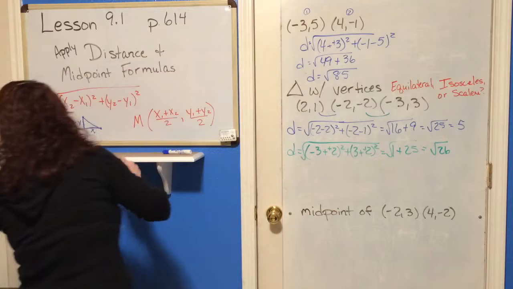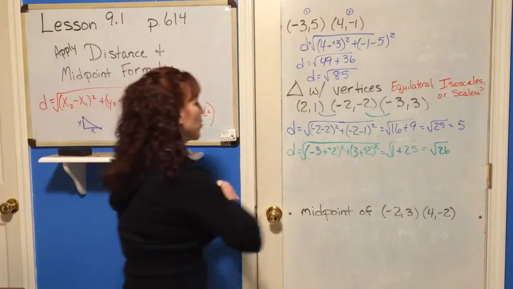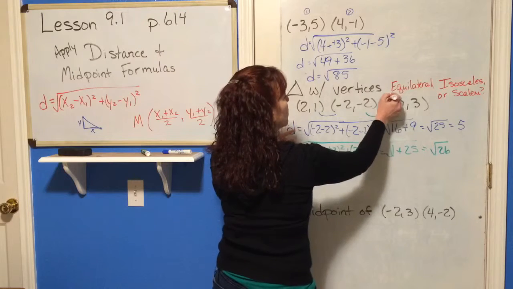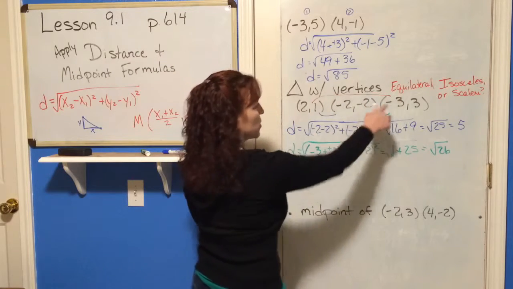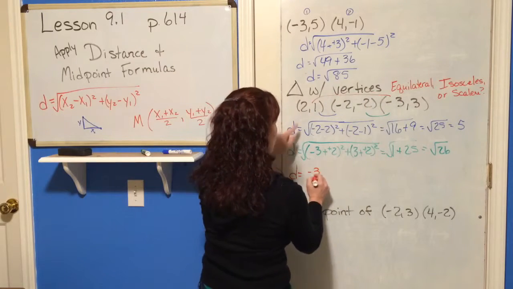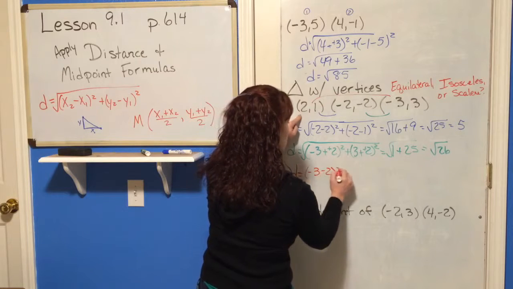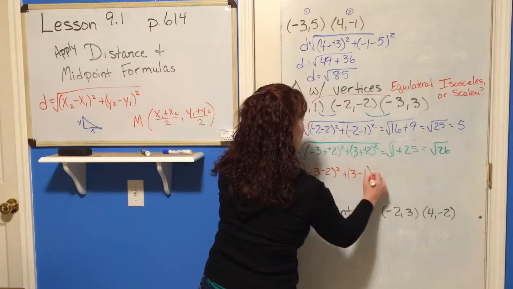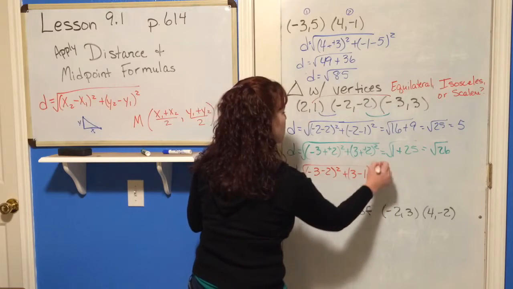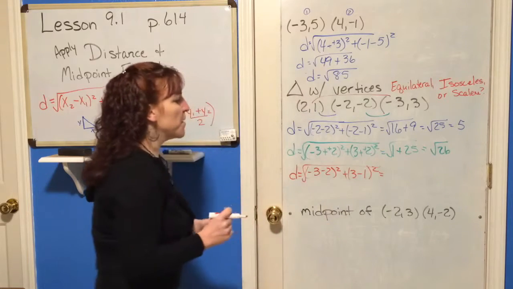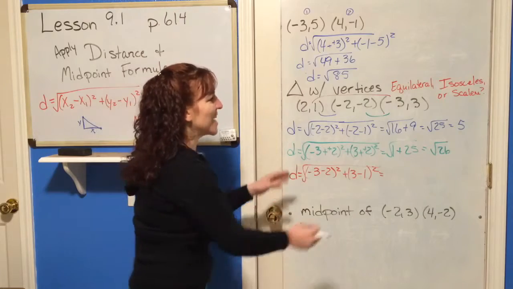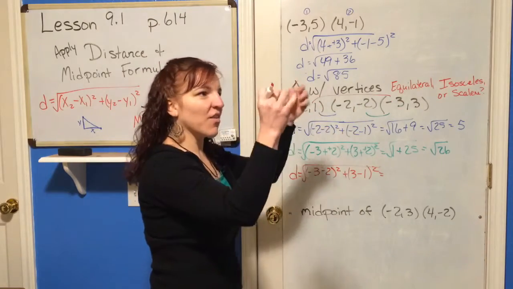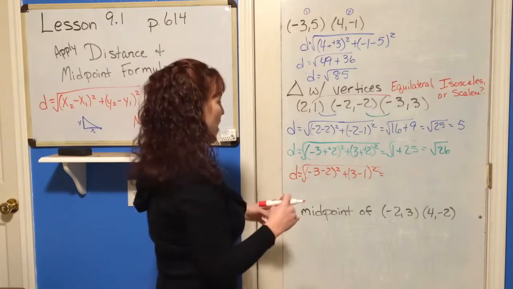And now the third side is from here to there. So I'm going to take negative 3 minus 2 quantities squared, and then 3 minus 1 quantities squared. Do you see where I'm getting the numbers? All we're doing is taking 2 points at a time and putting them into the distance formula to find out the lengths of 3 sides of a triangle.